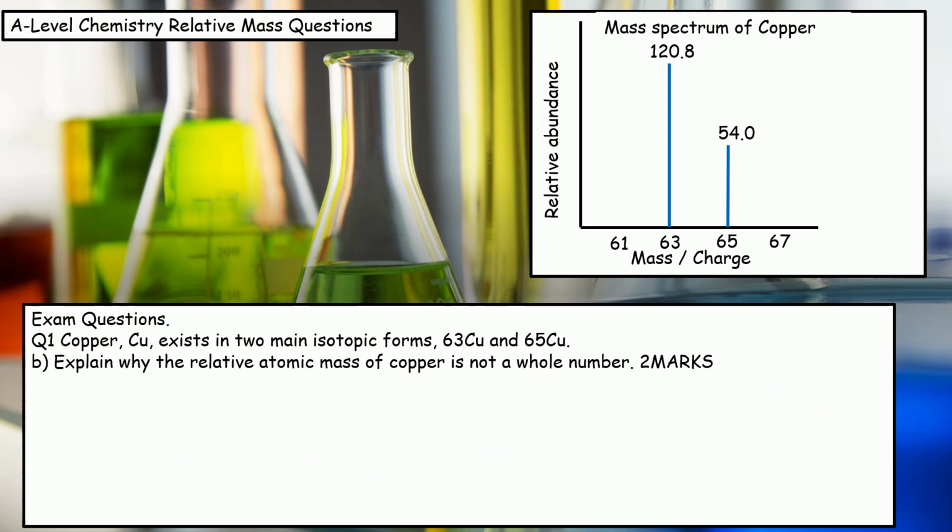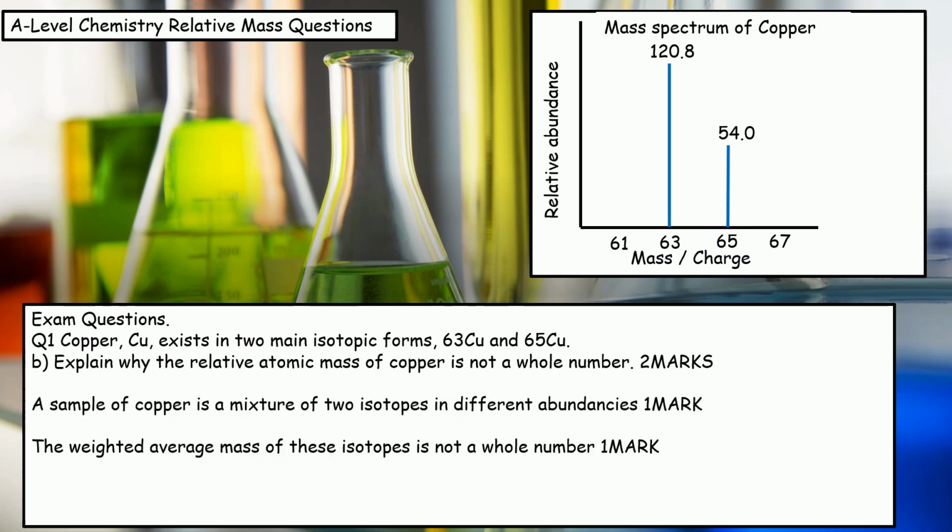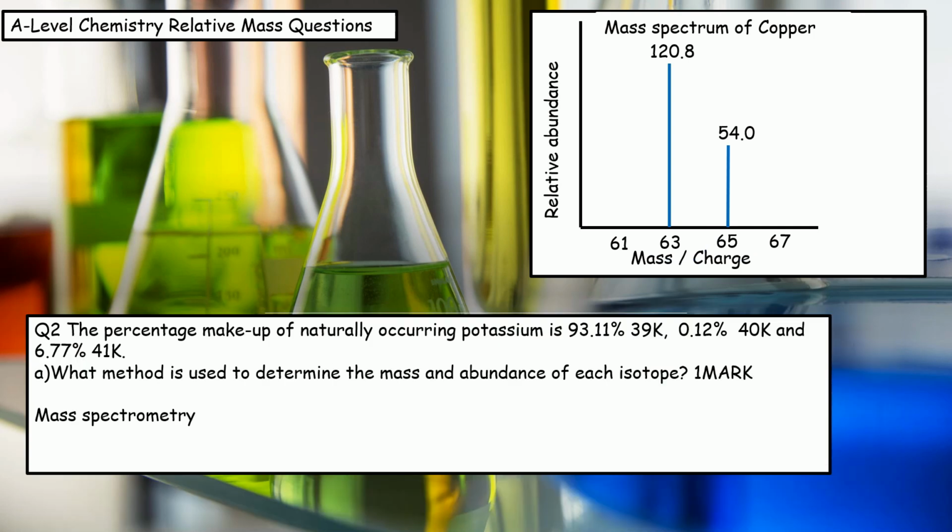Explain why the relative atomic mass of copper is not a whole number. So why is it that the relative atomic mass of copper is not a whole number? Well, copper is a mixture of 2 different isotopes with 2 different abundances in this situation, one with 63 and 65. And the RAM is the weighted average mass of these 2 different isotopes, and they just so happen in this case not to equal a whole number. So it's a mixture of 2 different isotopes, and the weighted average mass is not equal to a whole number.